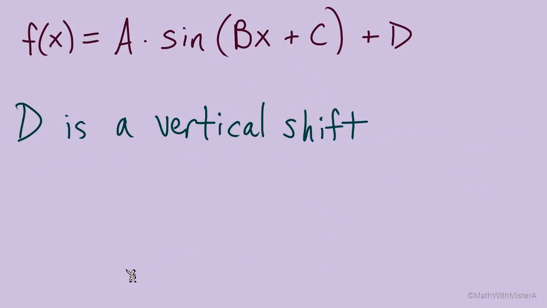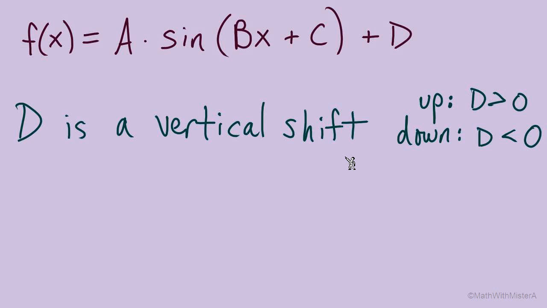Last one is D. D is a pretty simple one. It's the vertical shift, shifting it up when D is positive, shifting it down when D is negative. So knowing these transformations take on a little bit of additional significance with these trig graphs, especially talking about amplitude, period, and phase shift.